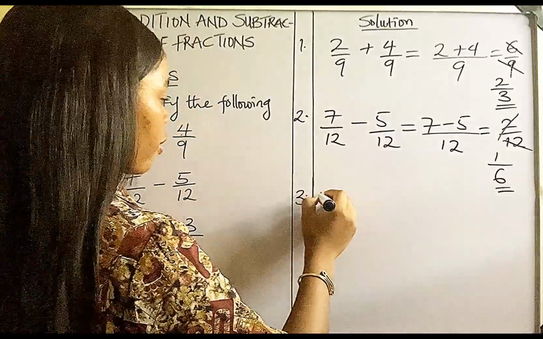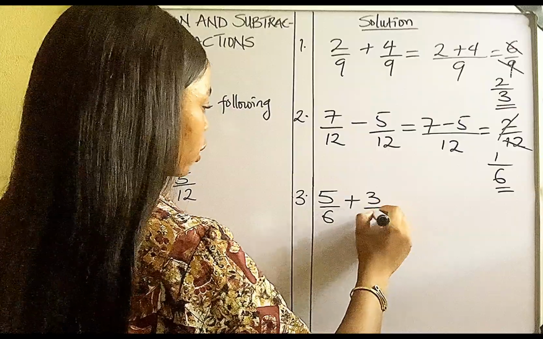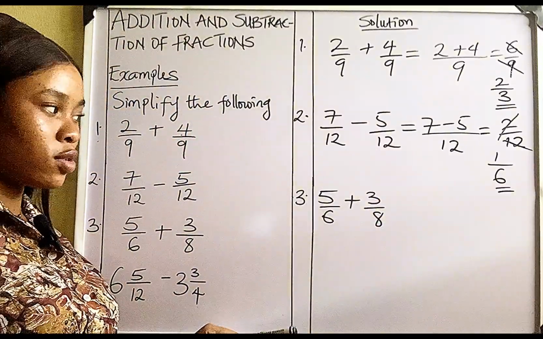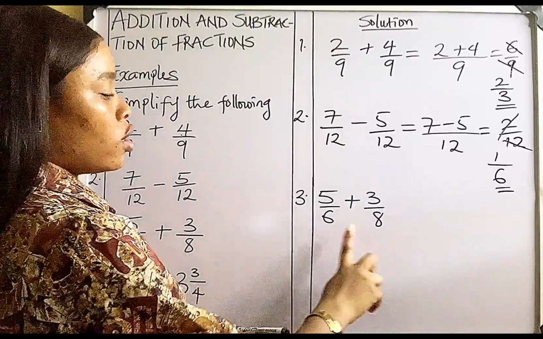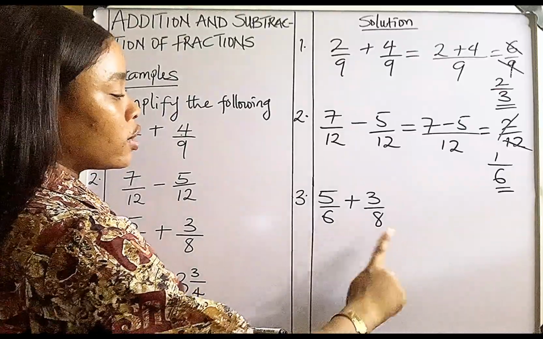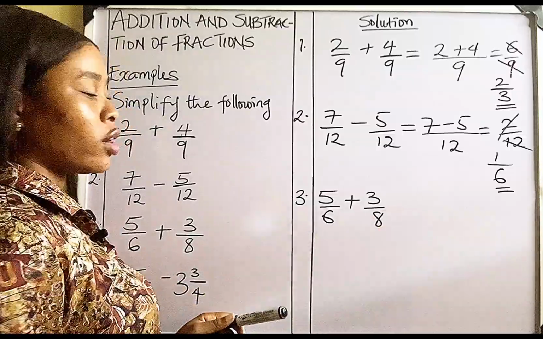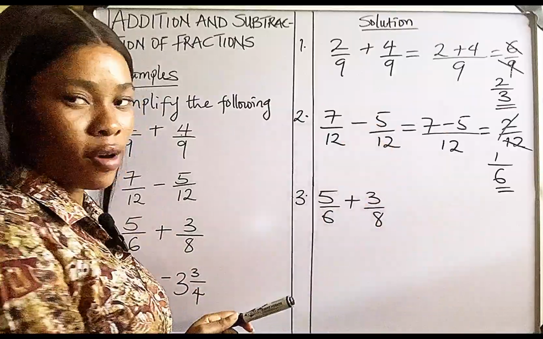We have 5/6 plus 3/8. Now looking at this question, you see that it's quite different from others, right? You see that the denominators are different. They do not have the same denominator, so they are not like fractions. So you can't solve this the way you solve like fractions.